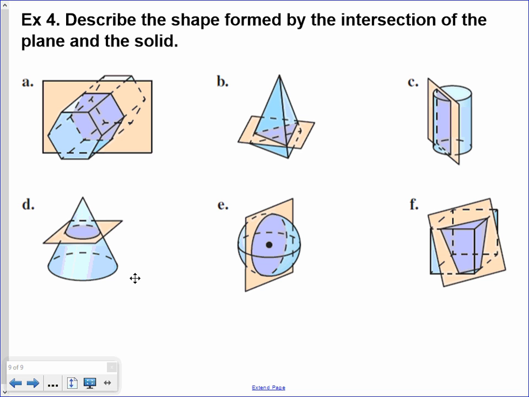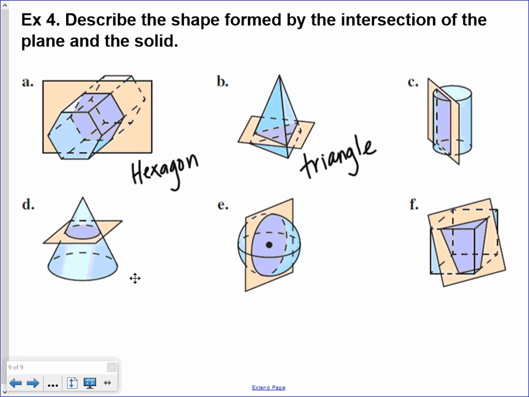So this first one, A, if I cut that hexagonal prism in half, what shape would the cross section be? A hexagon. That's all it's asking. If you cut it, what's the cross section that you're seeing? B, if you take a triangular pyramid and cut the bottom off, Luke, what are you seeing? Triangle.